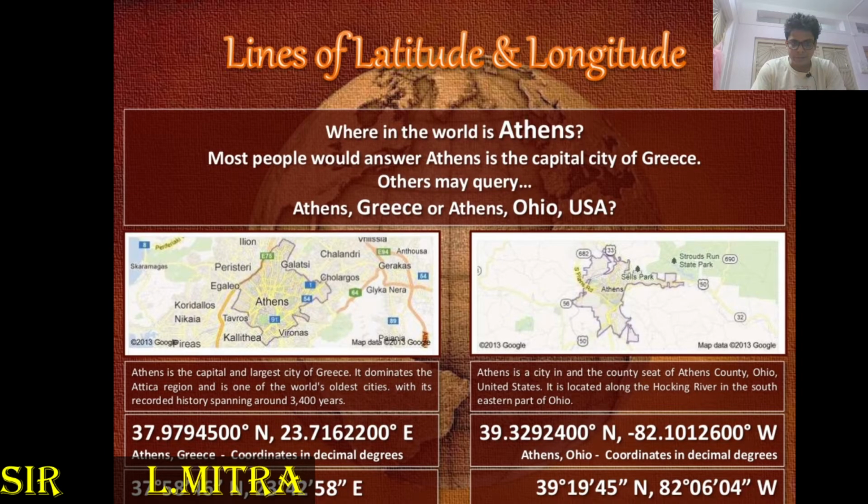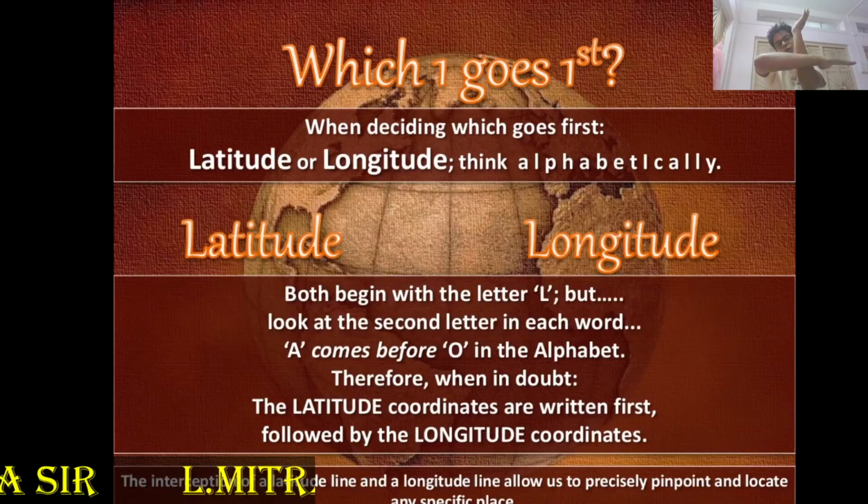So first you have to mention the latitude, after that the longitude. The intersection of a latitude line and a longitude line allows us to precisely pinpoint and locate one specific place. When this latitude line and this longitude line meet, the one intersecting point is the exact location of that area.